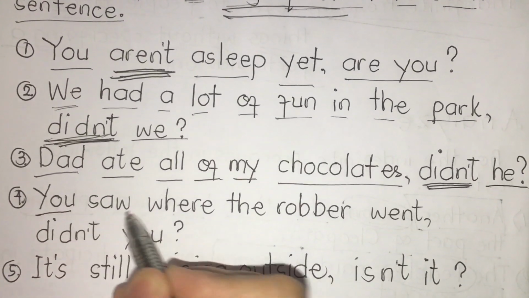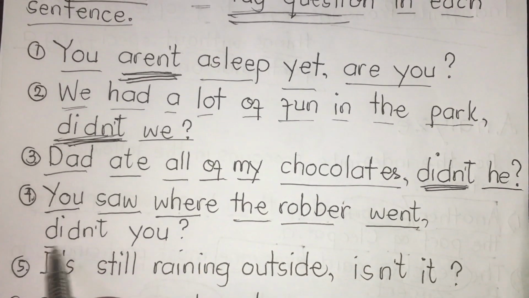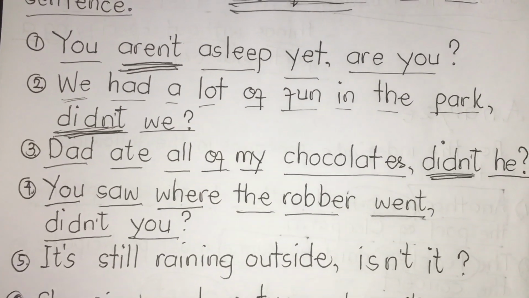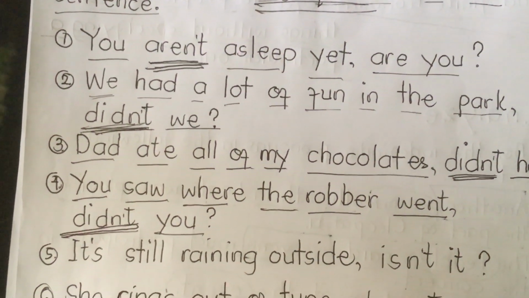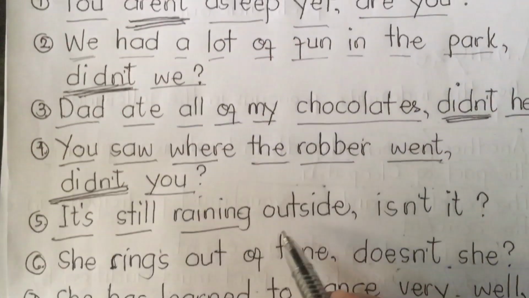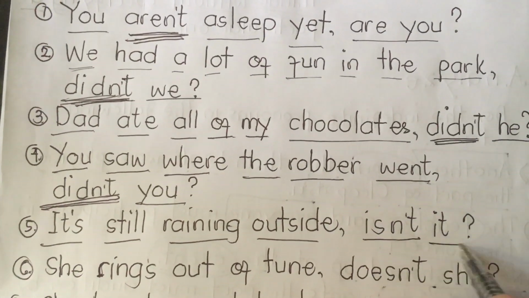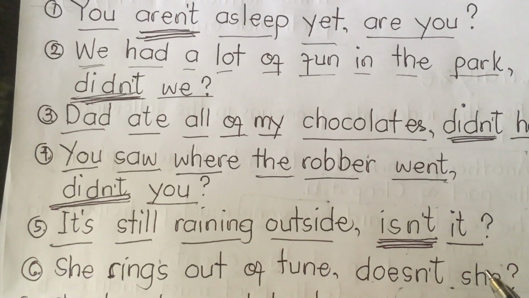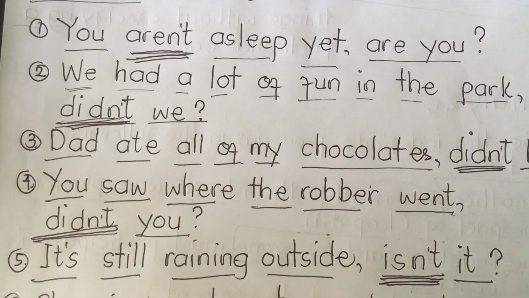Number 4: you saw where the robber went, didn't you? So we're just asking if he saw that particular robber. The answer is didn't. Number 5: it's still raining outside, isn't it? The right answer is isn't, the tag question. So we're questioning if it is still raining outside.